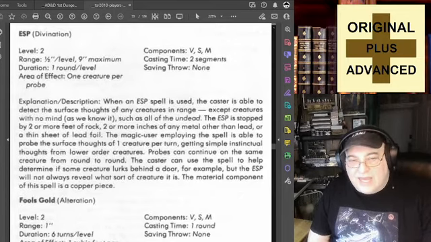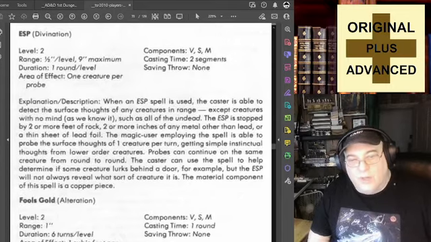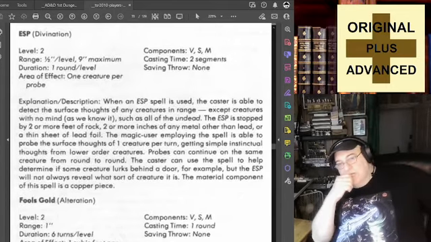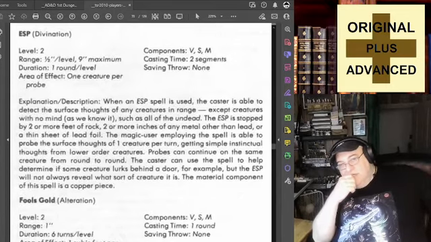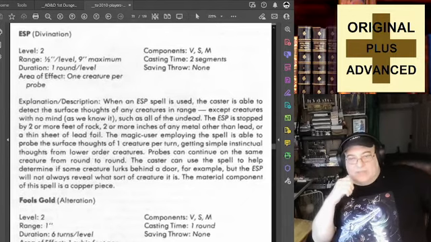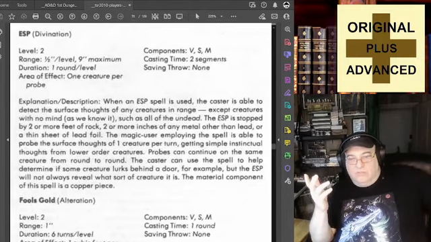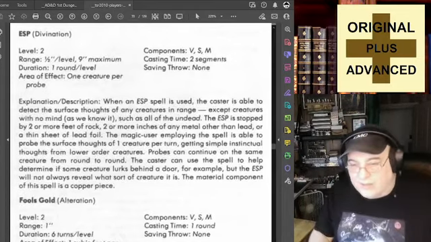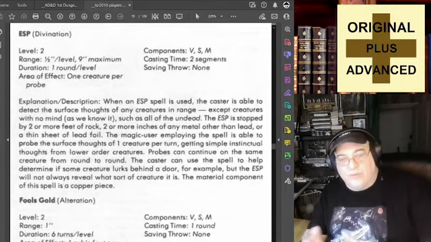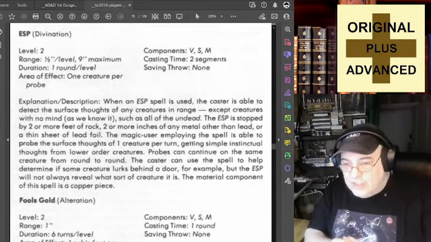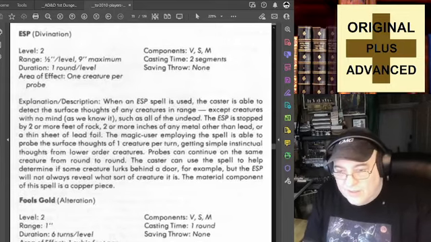It does say it's one creature per probe. Yeah, you know what? No. I'm confused here because one creature per turn. So does that mean it's a maximum of 1 turn? Let me read on. I should read the whole thing before I make some kind of a knee-jerk reaction, right?